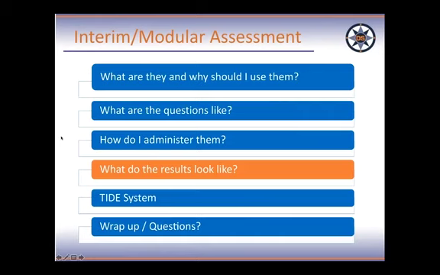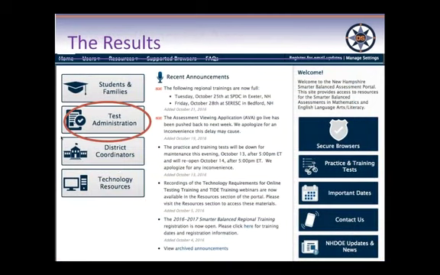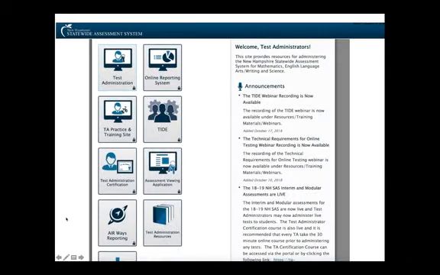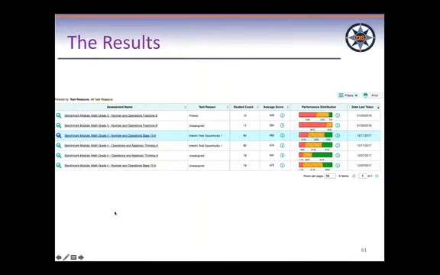So now to the results. What do the results look like and how do I get to them? The first thing, again, this is the home page. You go to Test Administration, and then you choose Airways Reporting down here. This is just for the interims. The summatives you get in the ORS, the online reporting system, which is one of the top buttons.